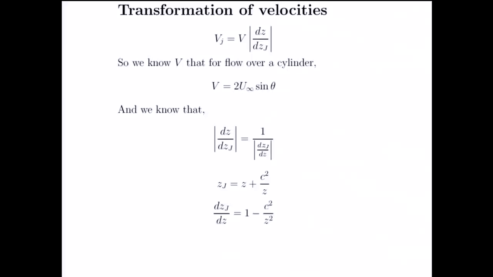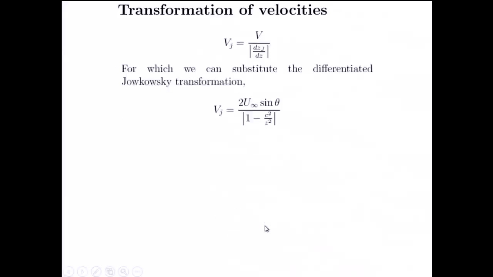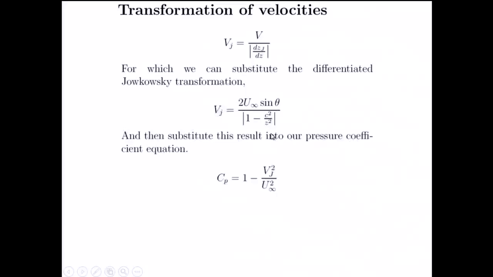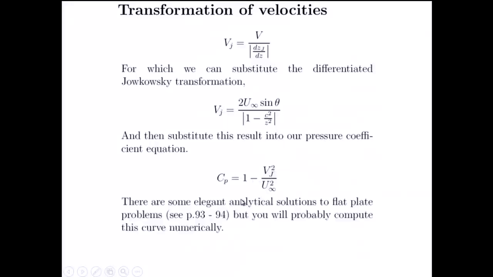And then we differentiate this equation. So we got the derivative, which is this. And then we can calculate the modulus of this term. And then we can have Vj in this way. And then how to calculate the pressure coefficient? We have to feed Vj into this relation. You can see the Vj here, and then substitute that into this equation, so we can have Cp.